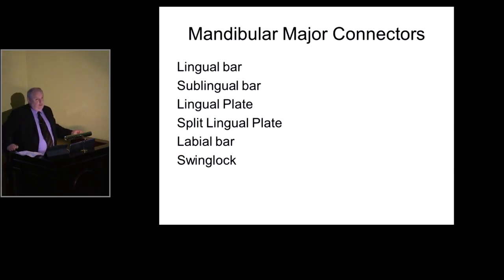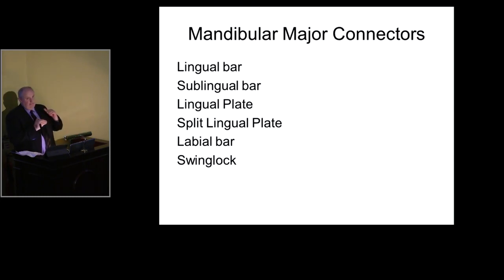These are the lower major connectors. So we've already got our path of insertion. Now we're trying to connect everything. Lingual bar, sublingual bar, lingual plate, split plate, labial bar, swing lock. How much space do you need for a lingual bar on the lingual of the lower anterior teeth? You need 8 millimeters. 3 millimeters of space from the bar to the floor of the mouth, 4 millimeters of space for the bar, and 1 millimeter space to the gingival margin.